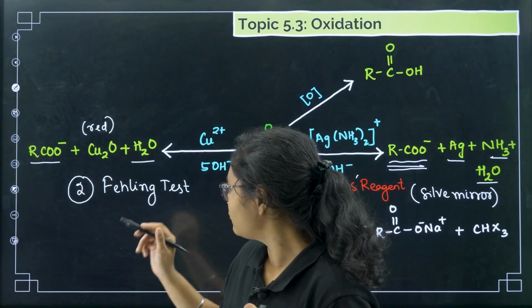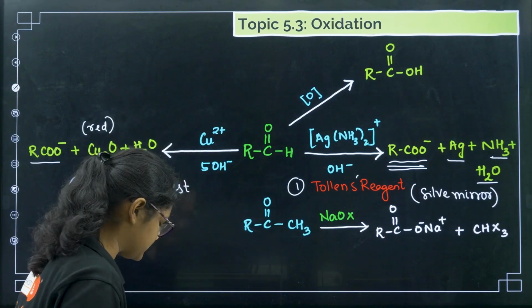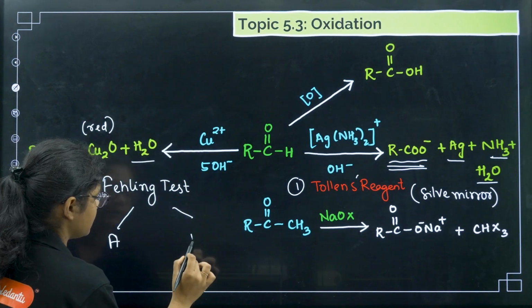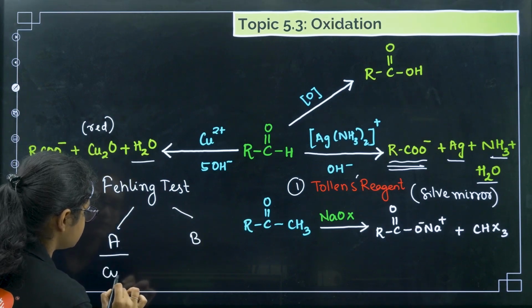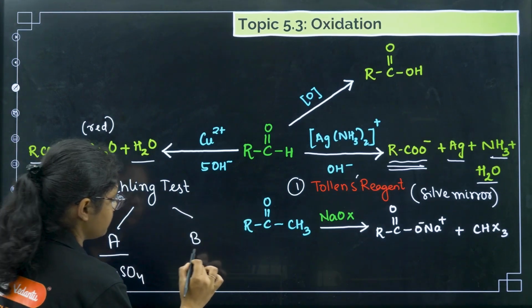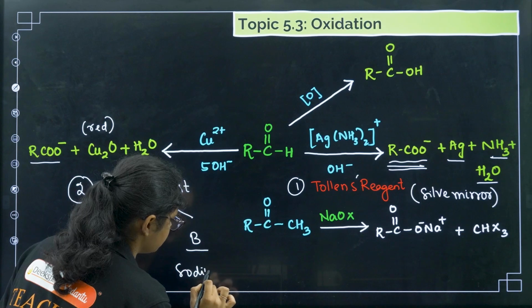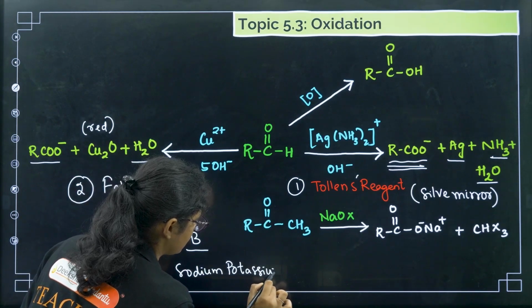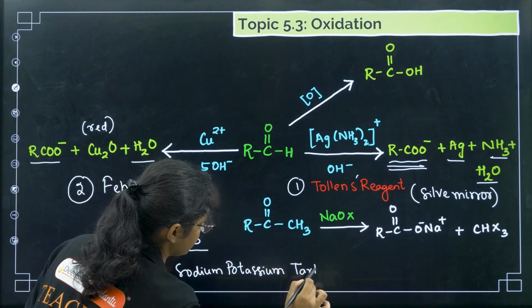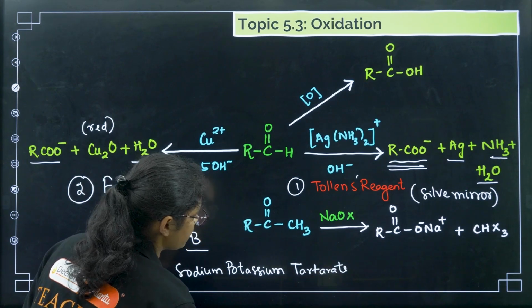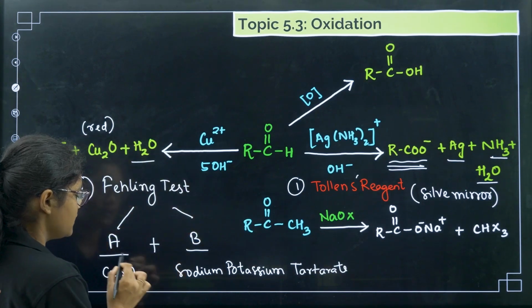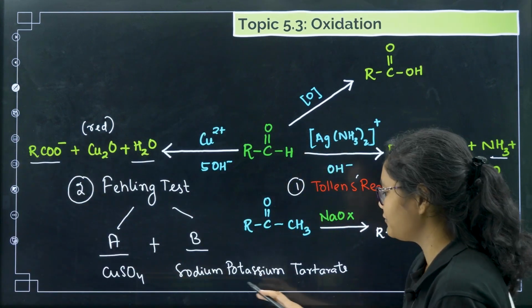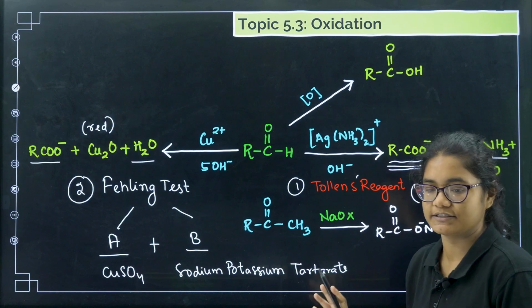Okay, one more thing about Fehling's test, you should remember Fehling's test has two solutions. It consists of Fehling A and Fehling B. Fehling A is your copper sulfate solution, and Fehling B is sodium potassium tartrate. Just remember the names, it can be asked anytime. So Fehling's solution is a mixture of Fehling A solution and Fehling B solution. Fehling A is copper sulfate and Fehling B is sodium potassium tartrate.